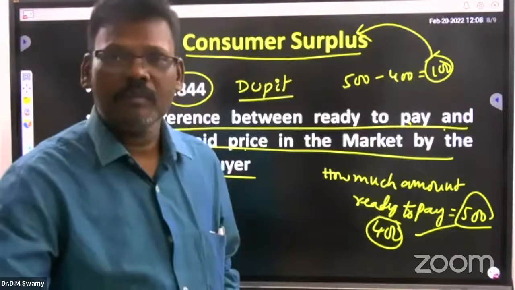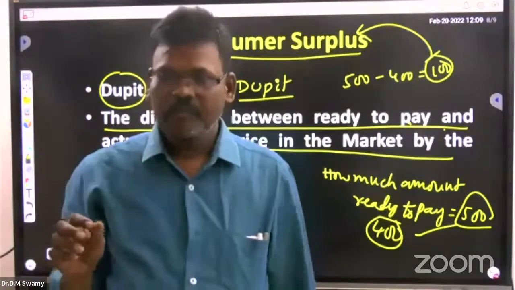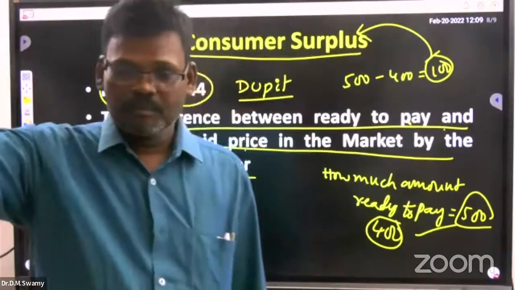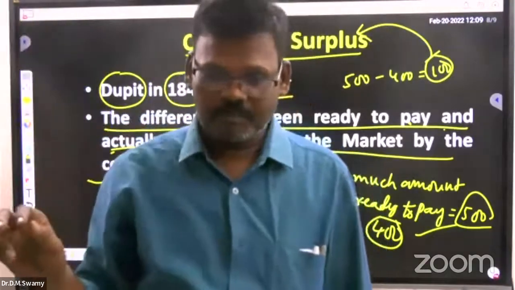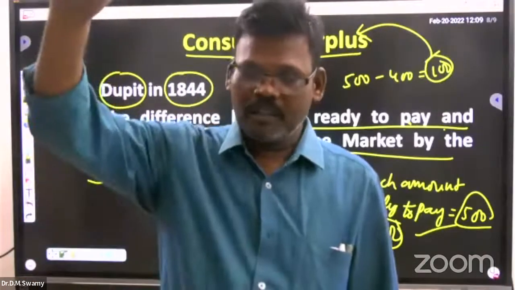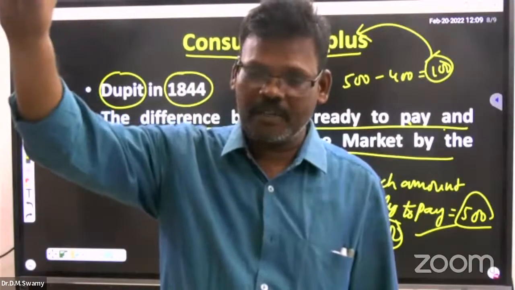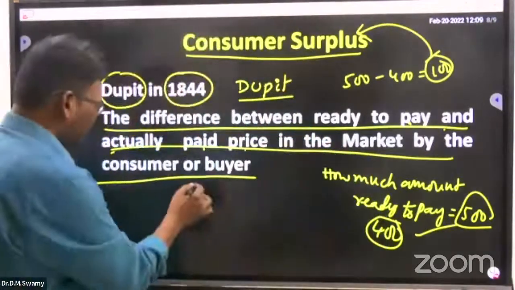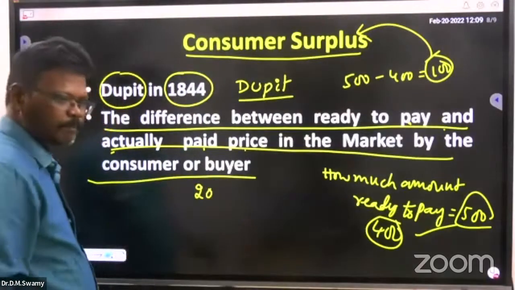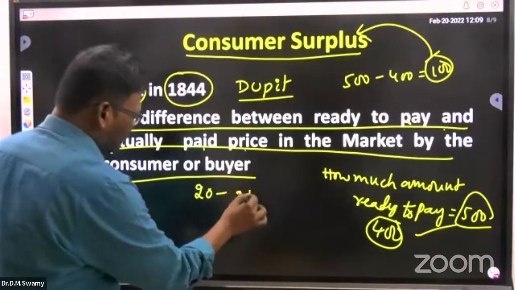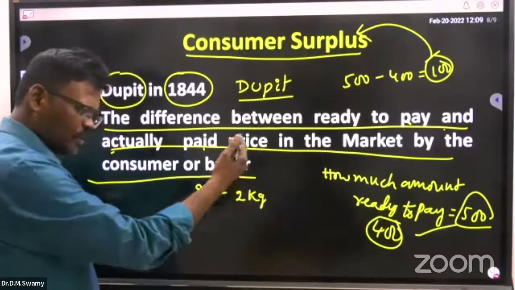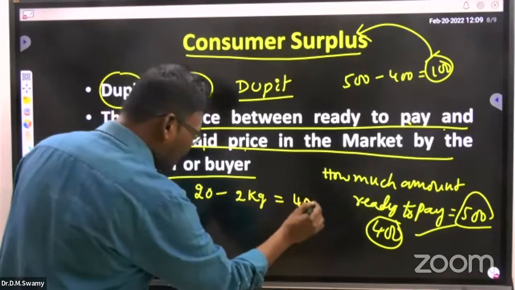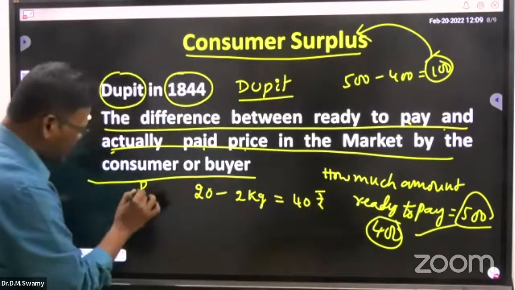Okay, you are going to the vegetable market, and you assume that you want to purchase this much commodity if this much is the price. For example, if the price is 20 rupees, you want to purchase 2 kgs of banana or 2 kgs of tomato. That means for 2 kgs, how much amount are you ready to pay? 40 rupees. This is called ready to pay.